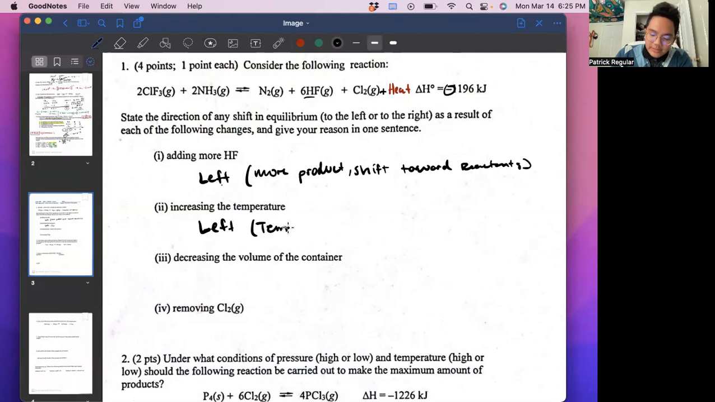Temperature is a product. And an increase in product causes an increase in reactant and obviously lowering of your product in order to reach that equilibrium again.